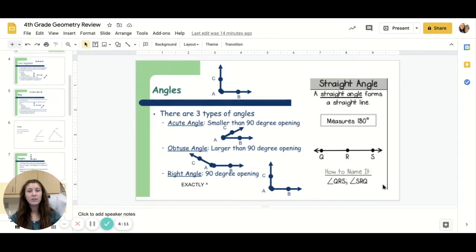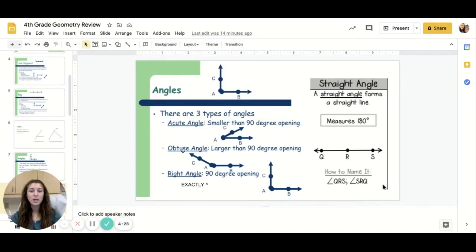There are three types of angles that you are going to need to know about. The first angle is an acute angle, and an acute angle is smaller than 90 degrees. So it's going to be very tiny, like this. We can always remember an acute angle by saying, oh, it's so cute, because it's always so little.